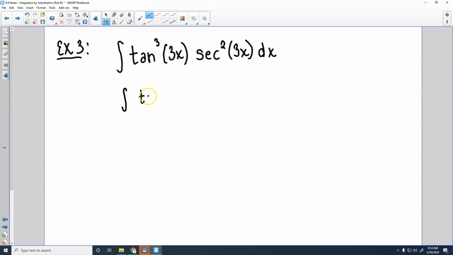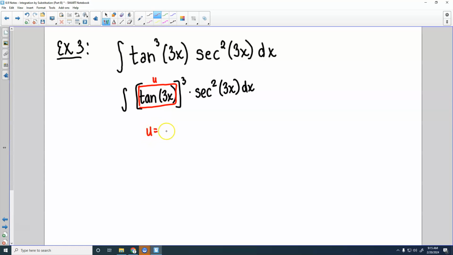So you may even want to think about it like this. This is really the integral of tangent of 3x to the third power times secant squared 3x dx. So if I take the derivative of tangent, if I let this right here be my u, I'm going to get a secant squared for that. So u, in this case, is going to be tangent of 3x.